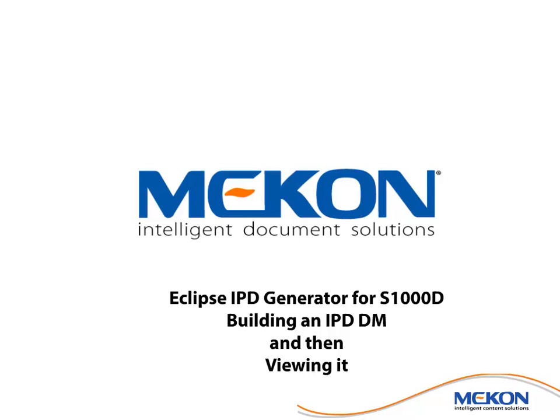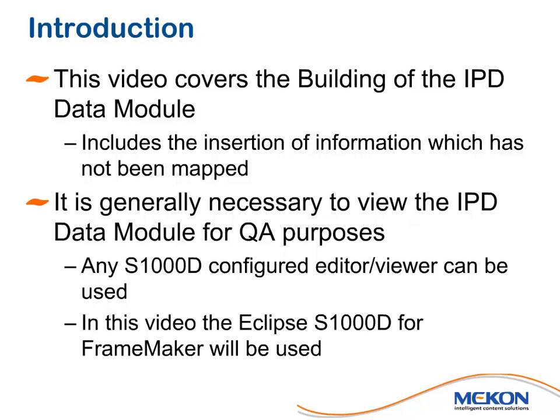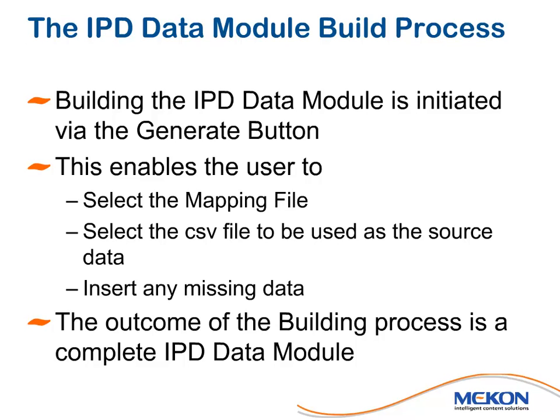This recording is the final part of building an IPD from a spreadsheet using the IPD generator. The mapping process is complete, and so the next bit is actually building the IPD data module. This final step is straightforward. You simply press on the generate button, and then you have to select the mapping file and the CSV file to be used as the source of the data, and the outcome is an IPD data module.